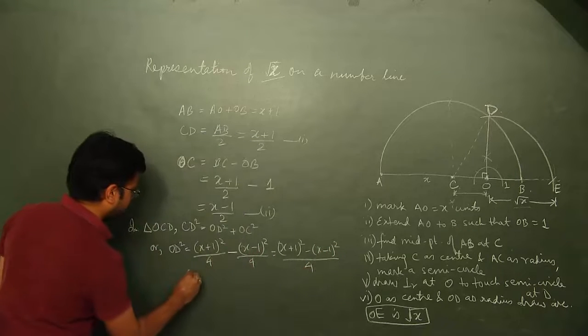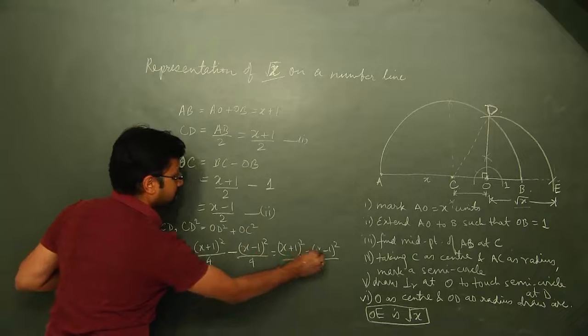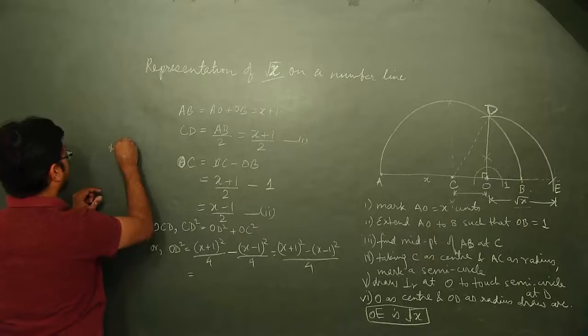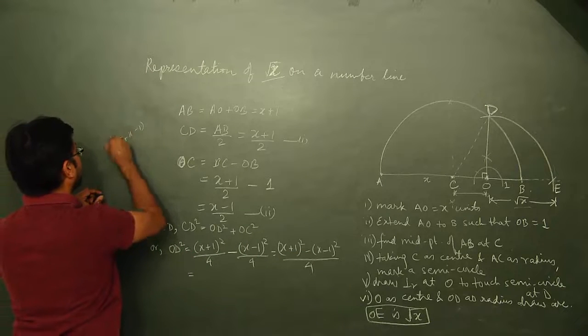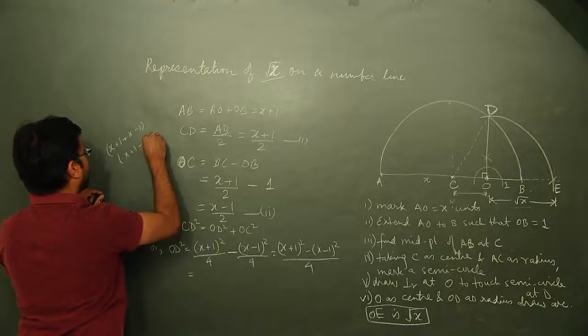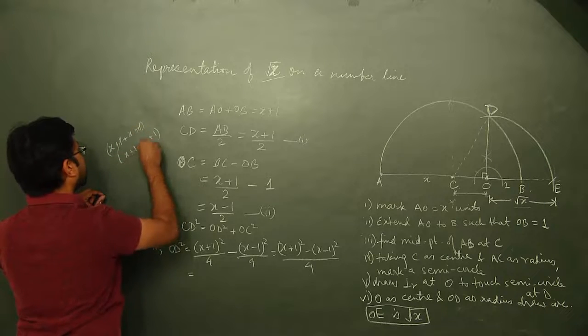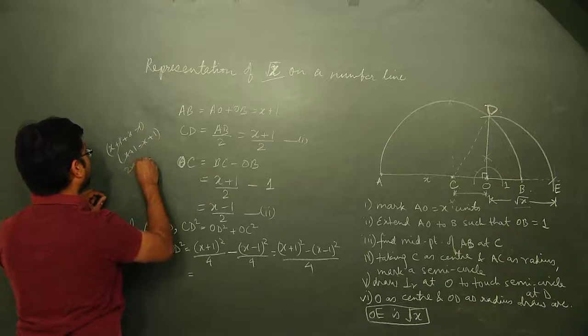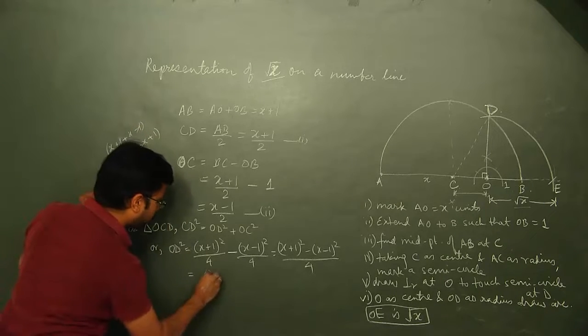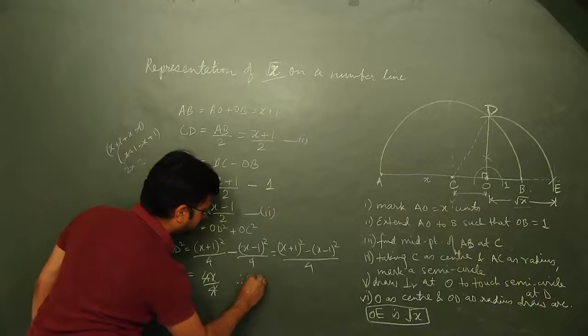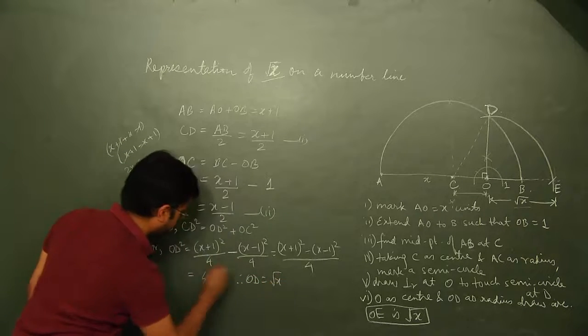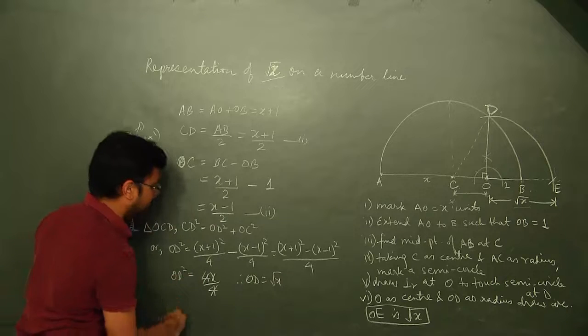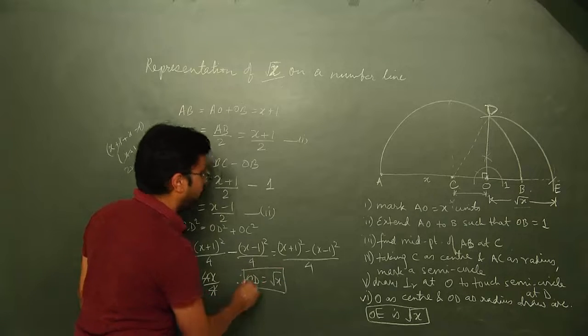If you take the LCM, this is a plus b into a minus b. So how much do we get? A plus b into a minus b. 1 would cancel out, x would cancel out. So you have 2x into 2, you have 4x by 4. 4 cancels out. So you have OD equal to root x. Here we have OD square is equal to x. Therefore OD is equal to root x.